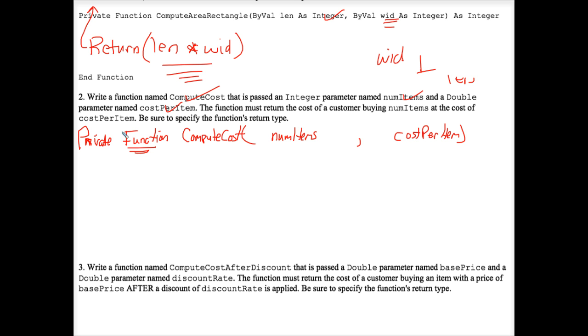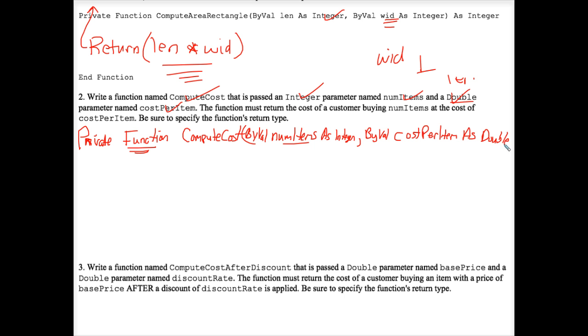Okay, the last little touch here to the function header is that we need the words by val here. That's again beyond the scope of this course. And you do need to tell Visual Basic whether num items is an integer or a double or some other data type. Well, that was also provided information in the problem. So as integer there, and I'm running out of space over here, but over here I would have by val cost per item as double. Notice that that one should be a double.